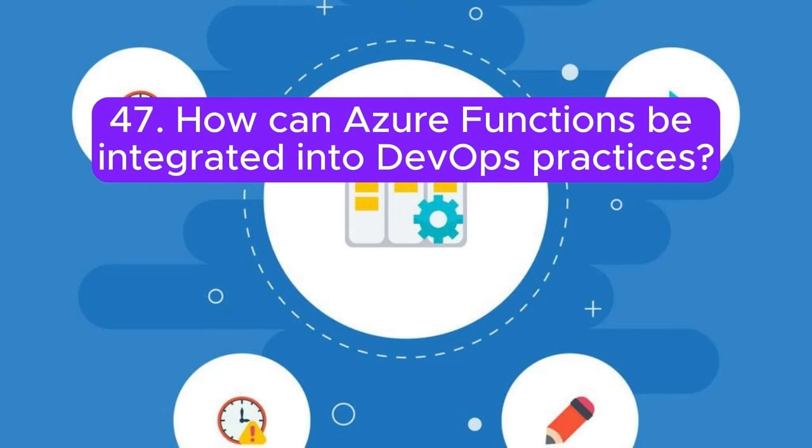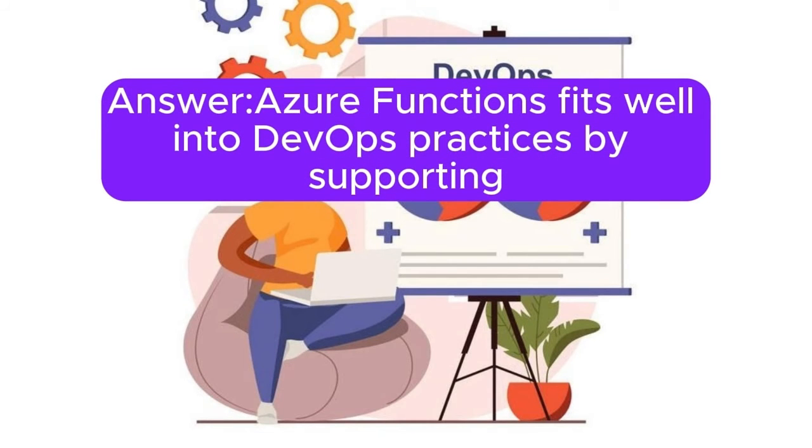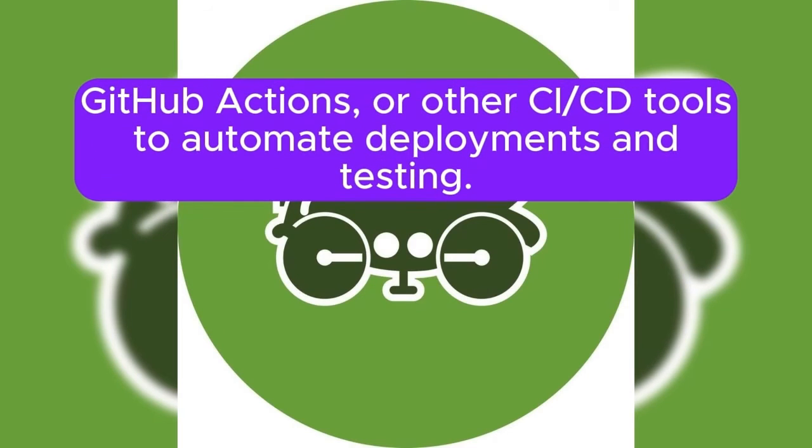47. How can Azure Functions be integrated into DevOps practices? Answer. Azure Functions fits well into DevOps practices by supporting: A. Continuous integration and continuous deployment, CI/CD, using Azure DevOps, GitHub Actions, or other CI/CD tools to automate deployments and testing.